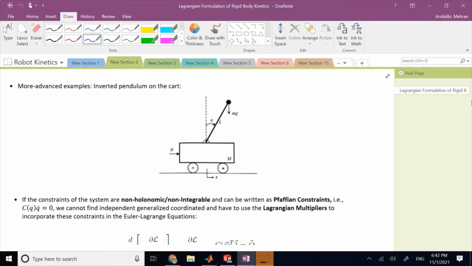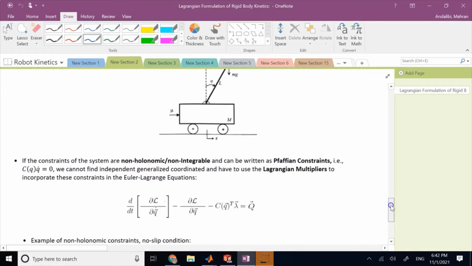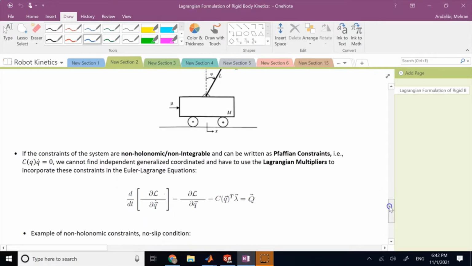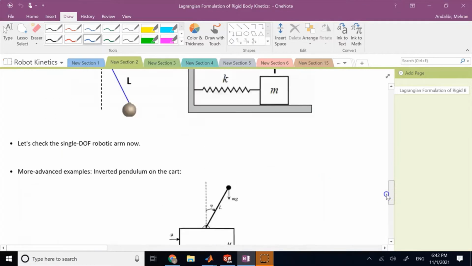Hello everyone. In this second video of Lagrangian formulation of rigid body kinetics, we are going to look at systems with more than 1 degree of freedom like the inverted pendulum on the cart, and we are going to learn how to deal with constraints, whether the constraints are non-holonomic or they are holonomic, but you cannot easily solve for some of the variables in terms of the others and eliminate the redundant generalized coordinates. As long as you can write them as something called the Pfaffian constraint, then you can incorporate them within the Euler-Lagrange equations.